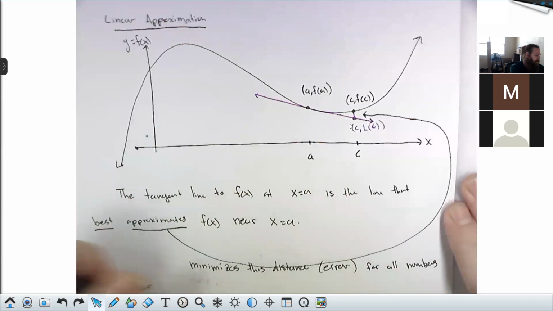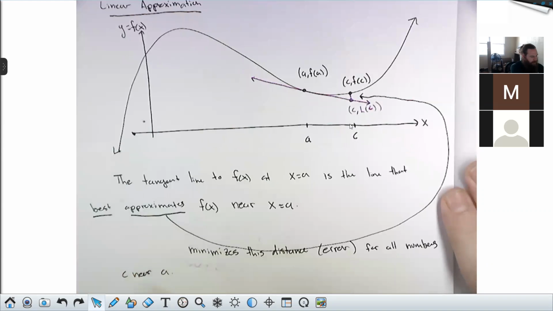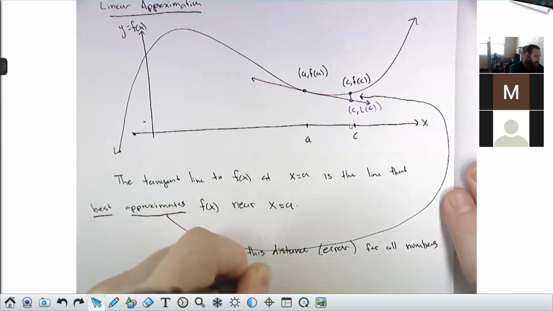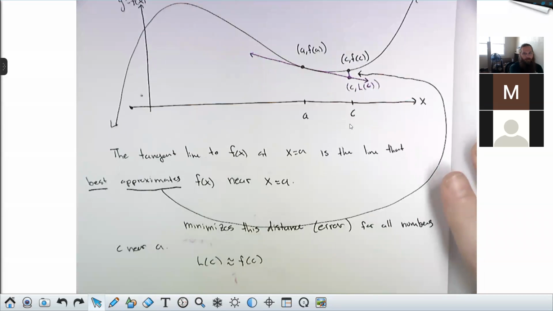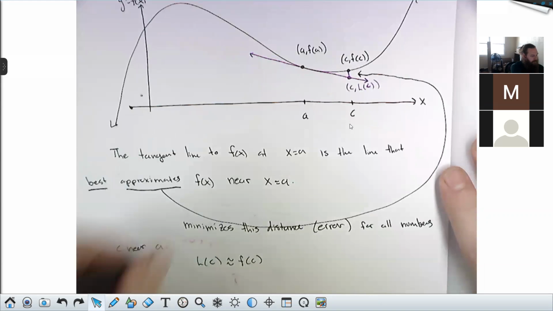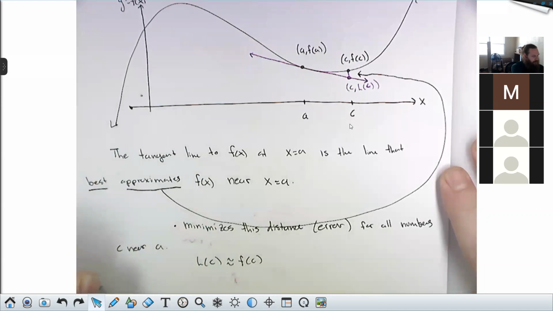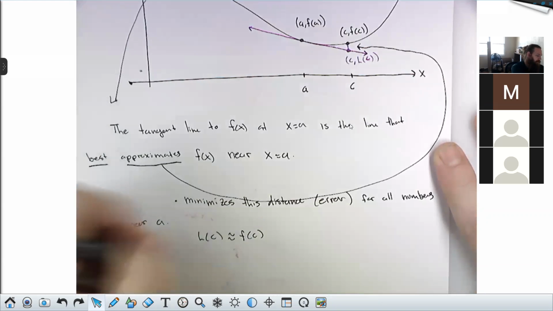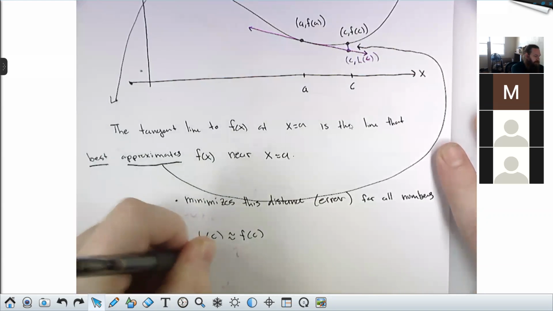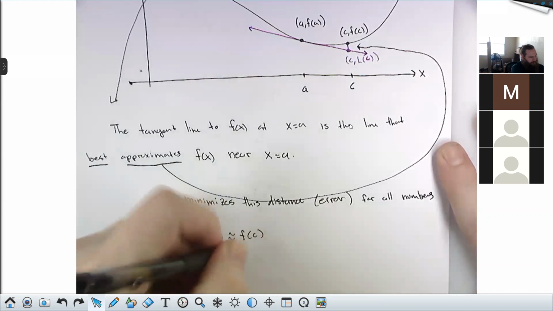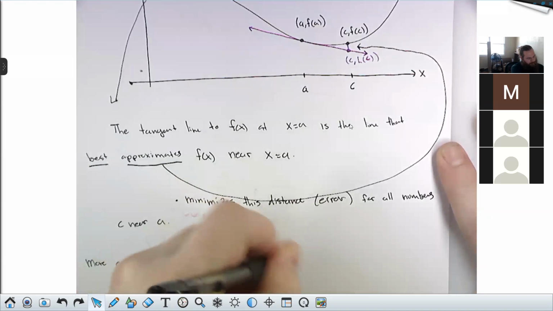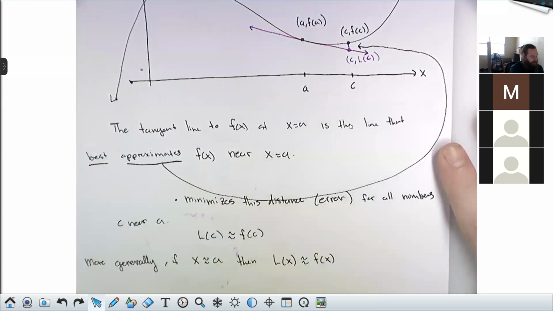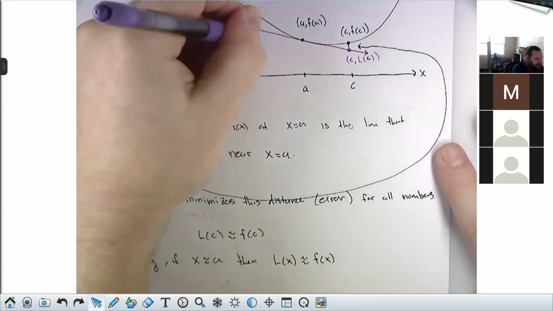C near A. And we would say here that L of C is really, really close to F of C. And there's nothing special about C. More generally, if X is reasonably close to A, then L of X will be reasonably close to F of X. What is L of X? L of X is the tangent line.